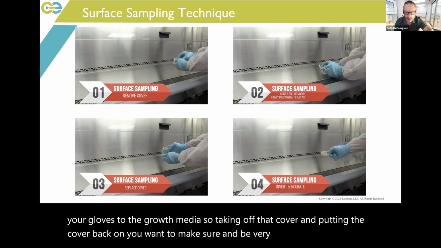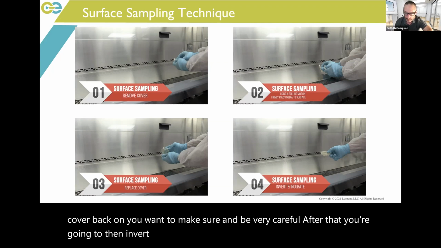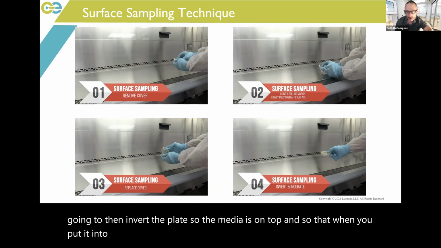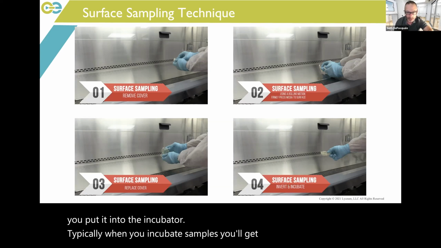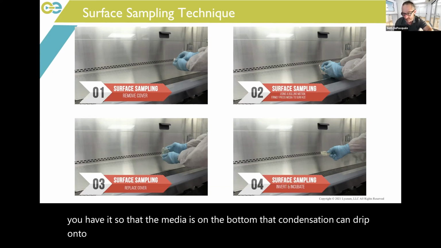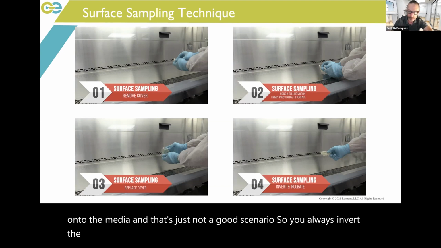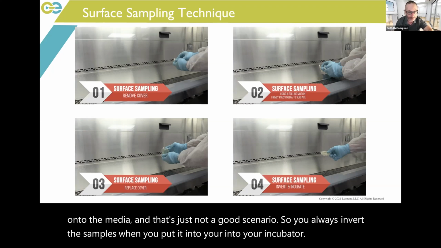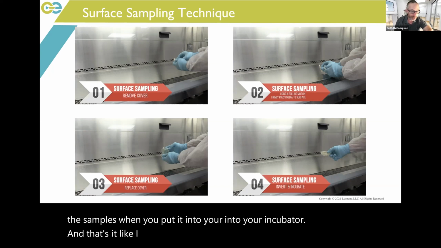After that, you're going to then invert the plate so that the media is on top, and so that when you put it into the incubator, typically when you incubate samples, you'll get some condensation. And if you have it so that the media is on the bottom, that condensation can drip onto the media, and that's just not a good scenario. So you always invert the samples when you put them into your incubator. And that's it. Like I said, this is pretty simple stuff.